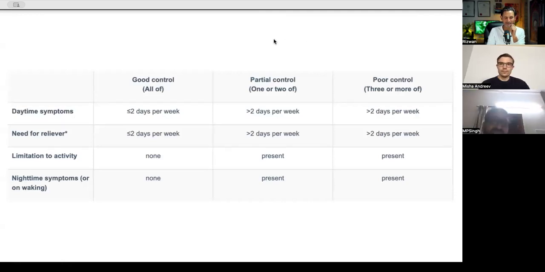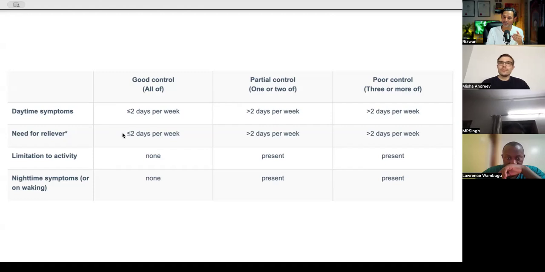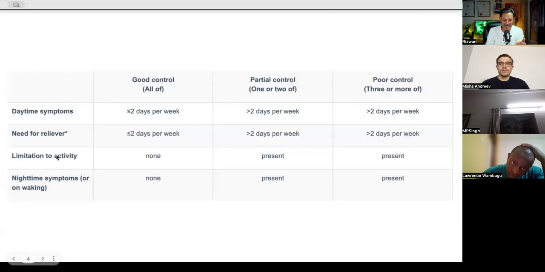Okay, so this is the RCH guideline. Basically, this RCH guideline is all what it's telling you: daytime symptoms, need of reliever, limitation to activity, and nighttime symptoms on waking. So if you look at it, good control, what does it mean? That daytime symptoms are less than 2 days per week. Night need for the reliever, again, less than 2 days per week. Limitation of any activity, exercise, or doing normal physical activities, swimming, football, soccer, none.